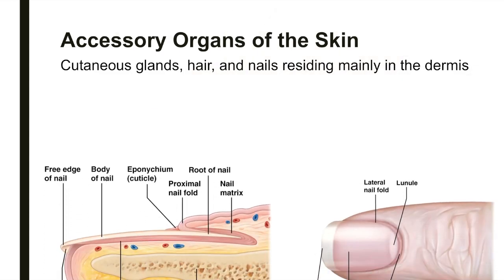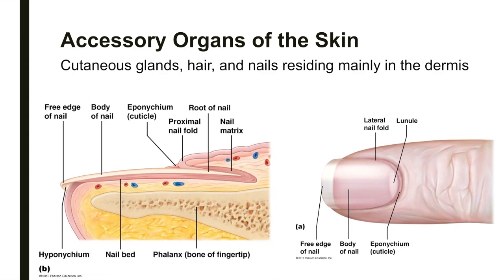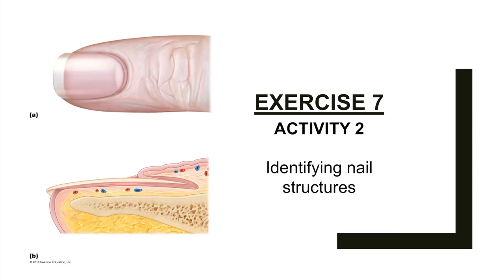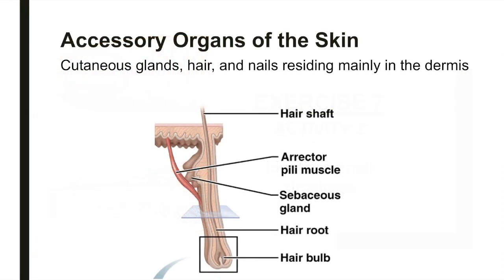Cutaneous glands, hair, and nails are the accessory organs of the skin residing primarily in the dermis. Nails are horn-like derivatives of the epidermis. In Activity 2, you'll identify the parts of a nail in Figure 7.3. Hair consists of 2 primary regions, the hair shaft projecting from the surface of the skin, and the hair root beneath the surface of the skin and embedded within the hair follicle.